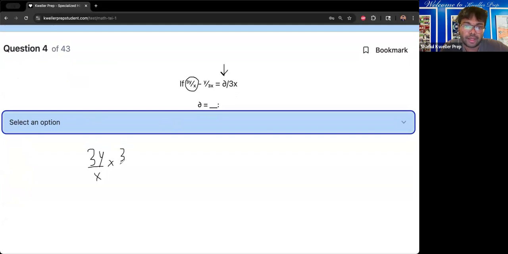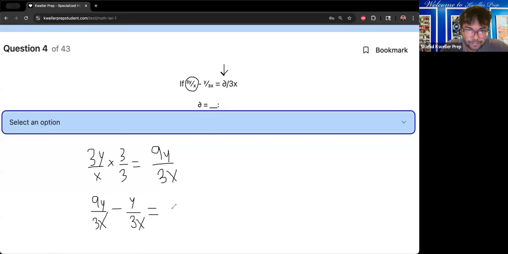So you can multiply 3 on the top, 3 on the bottom. Great. So 3y over x is equal to 9y over 3x. Now we subtract them. And this is equal to 8 over 3x. So whatever this symbol is equal to 8y. I mean 8y, sorry. Does anyone have any questions on this? Let me look at the chat.